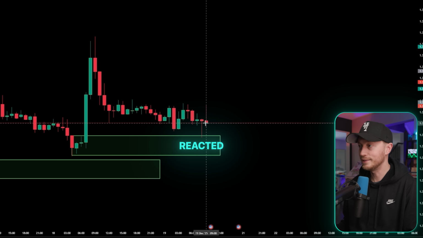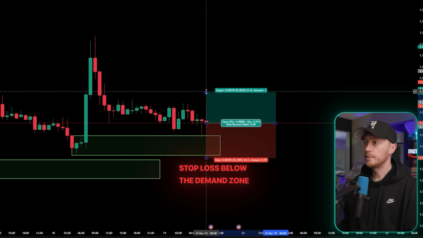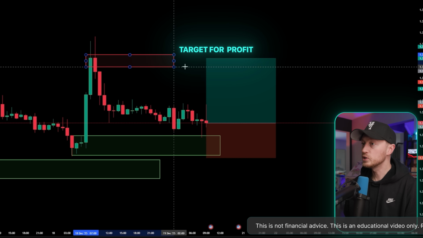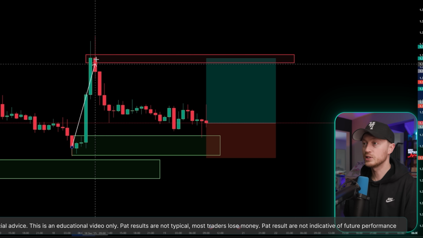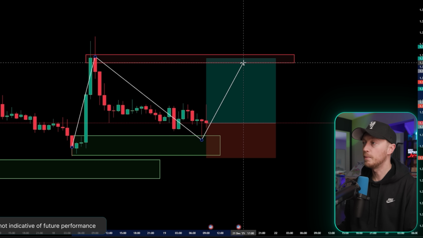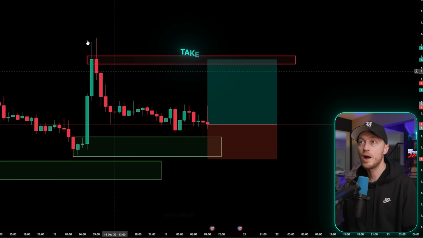So I'm going to take a long position on this next candle, put my stop loss below the zone. I'm going to target something like this right here because this was a level price reacted off earlier, right? So price came up to this level. It came down to this level. And so I'm thinking price may come up to this level and then down again. So that's where I put my take profit level.